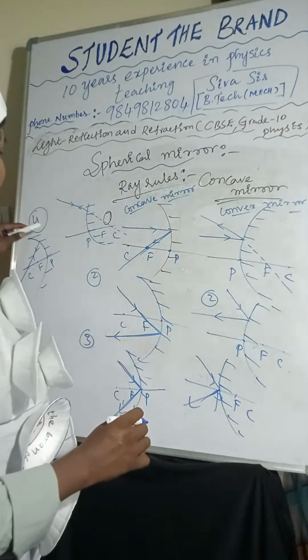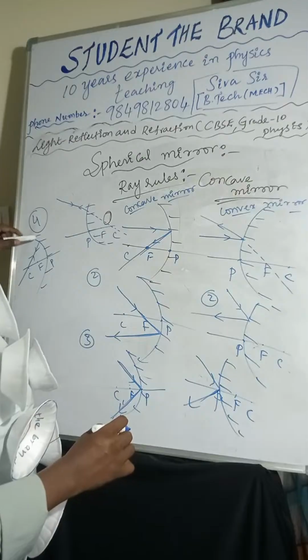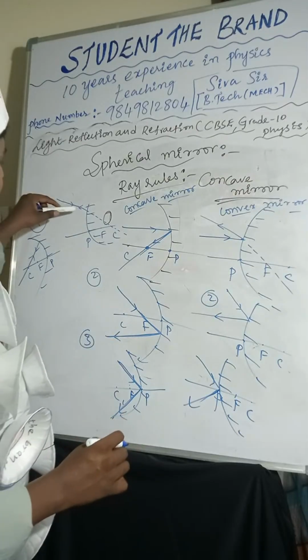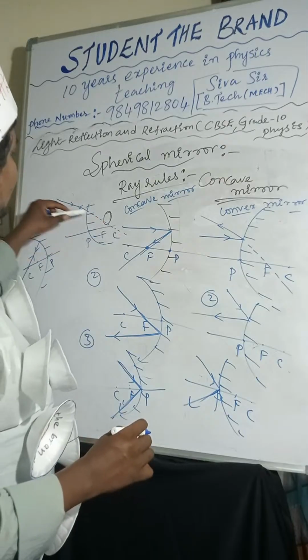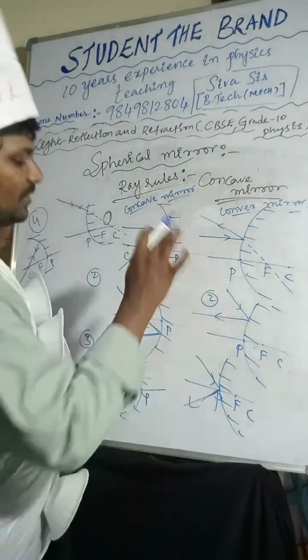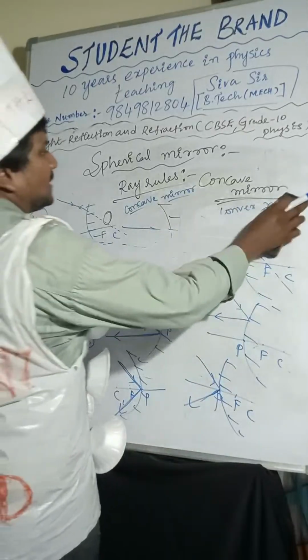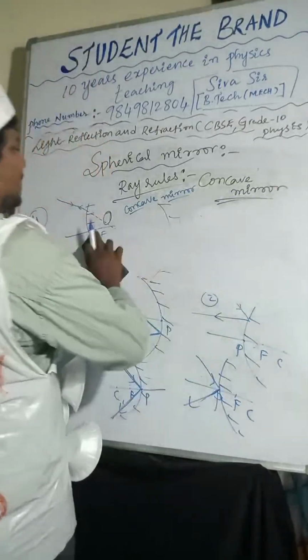So here, if the light ray is passing through the center of curvature, it reflects back and passes through the same path. So it retraces its original path here also. If it is passing through the center of curvature, it retraces its original path. So these are the ray rules of concave mirror and convex mirror.